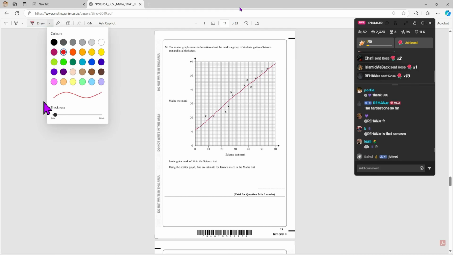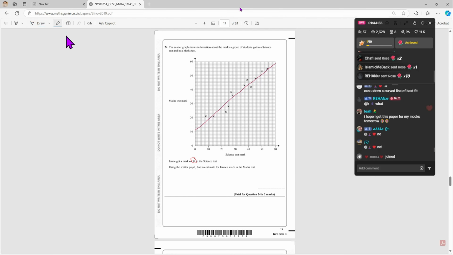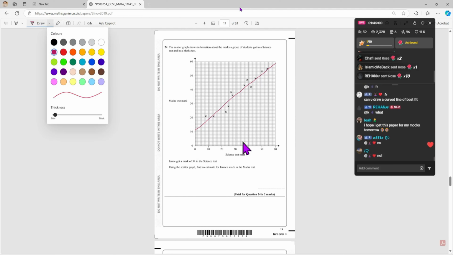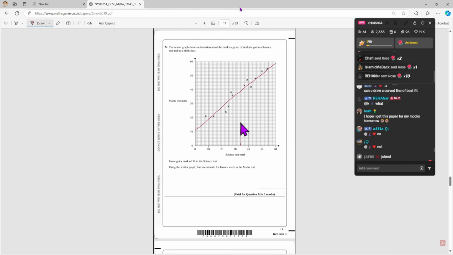And now what to do on your line of best fit, you have to use the scatter graph to find an estimate for Jamie's mark in the math test. So if she got 34 in the science test, how much she would get in her math test. So we're going to go to 34 for science test. So she got 34. Look over here. Go up.